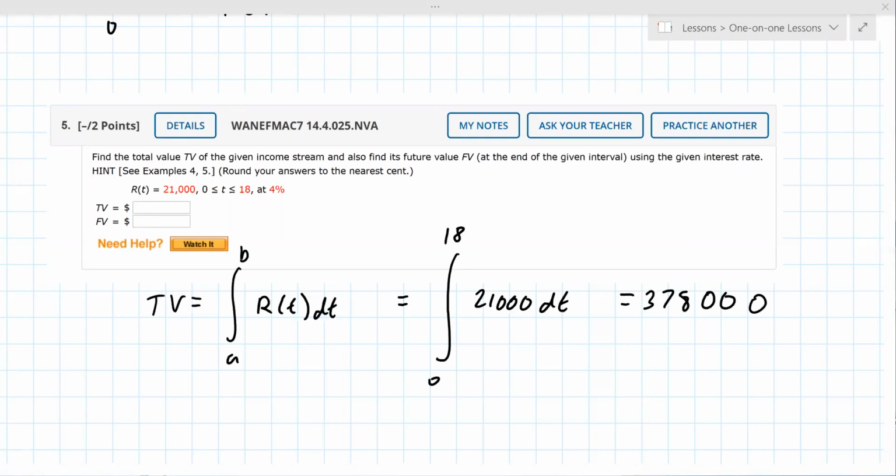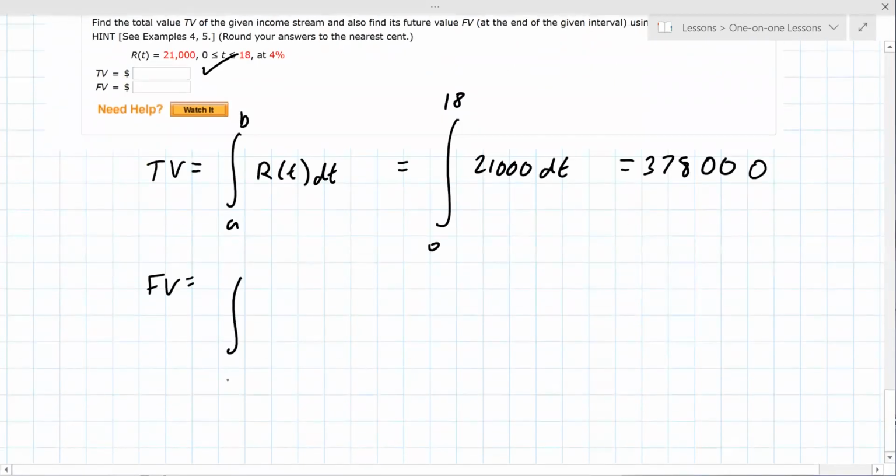So let me try part A. The second one here, that was correct by the way. The future value is what you get as a result of investing this money. And it's saying you're going to get it at 4%. So this is a formula. Let me write it down here. It's the integral from A to B again, and then it's R of t e to the r times b minus t dt.